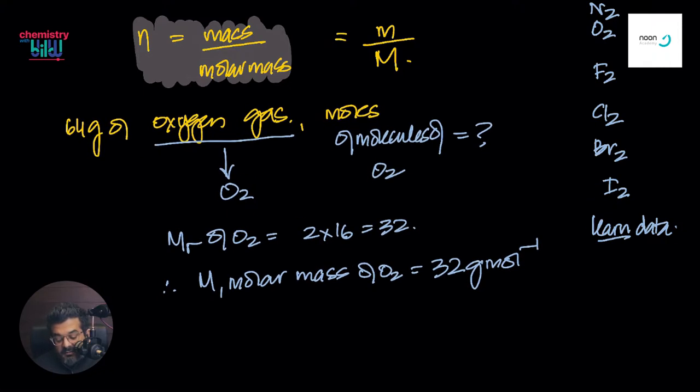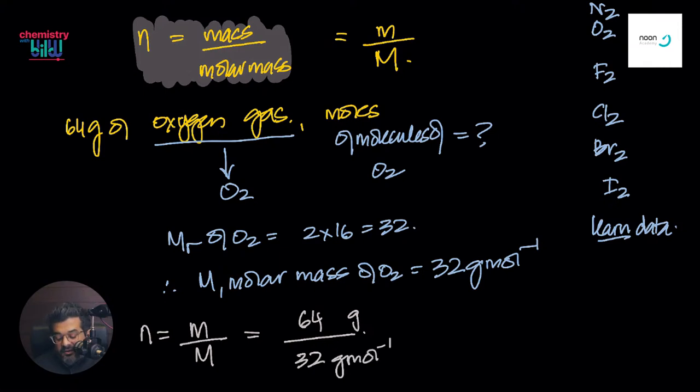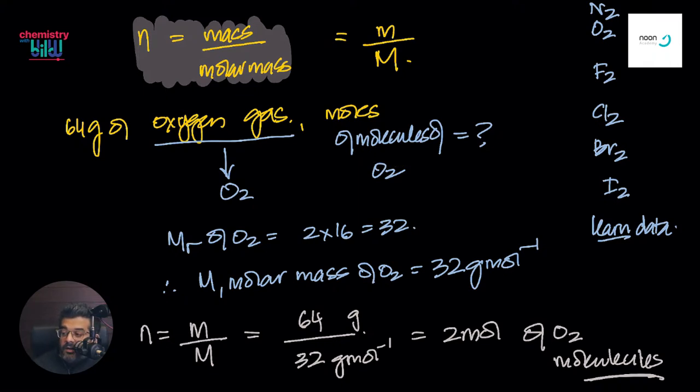I'm going to move this up a little bit because I need a little more space. So, number of moles is mass over molar mass. Mass is 64 grams. I can write the unit if I want, or I can ignore it, because when you go to A levels, you'll realize the units can also cancel out, like algebra. You're left with 2 moles. So it's 2 moles of O2 molecules. Because it was oxygen gas, it was a molecule, the MR was 32, and plugging them into the formula, I get the moles of molecules, not moles of atoms.